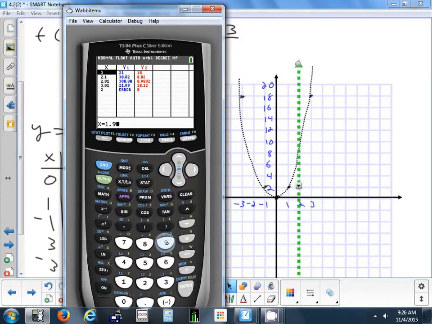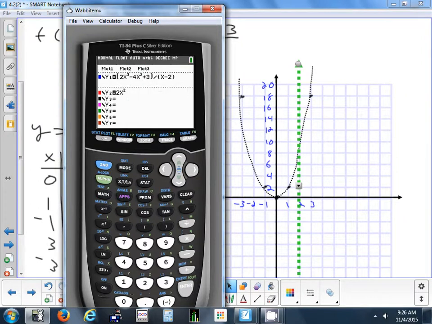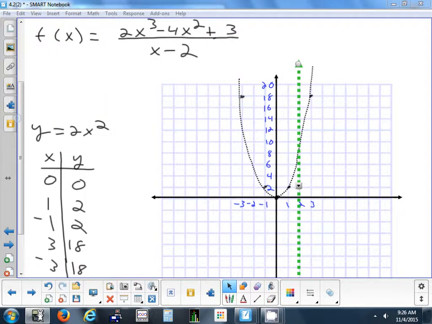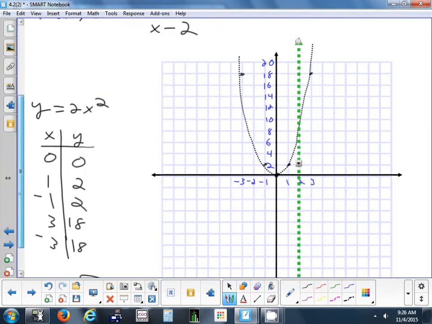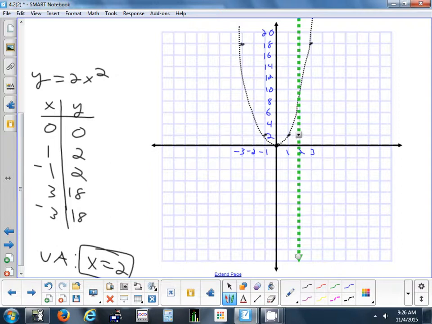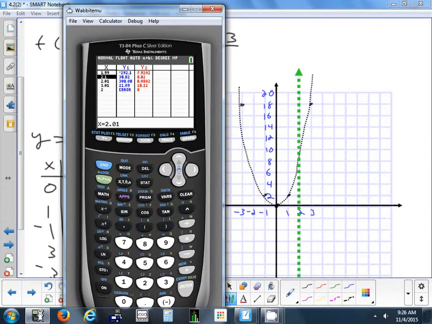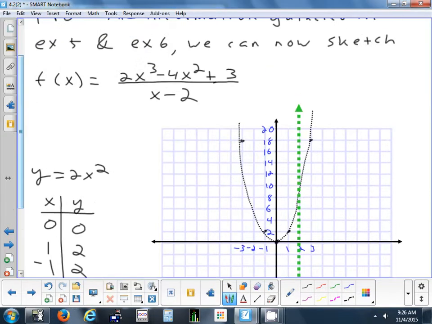Let's check 1.99. And remember, we're focusing on y1. Forget about y2. That's just my parabola. So at y1, down at negative infinity. Way down there. Let's check 2.01. Positive infinity, as high as we can go.